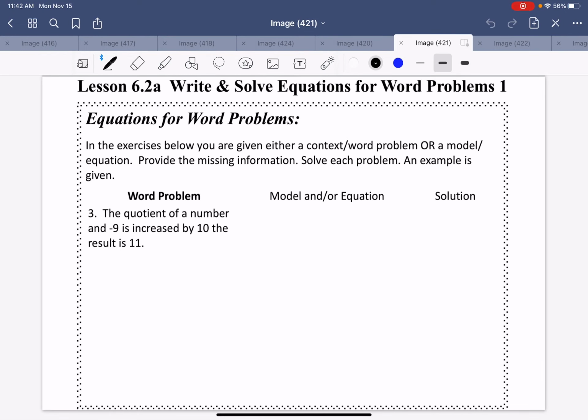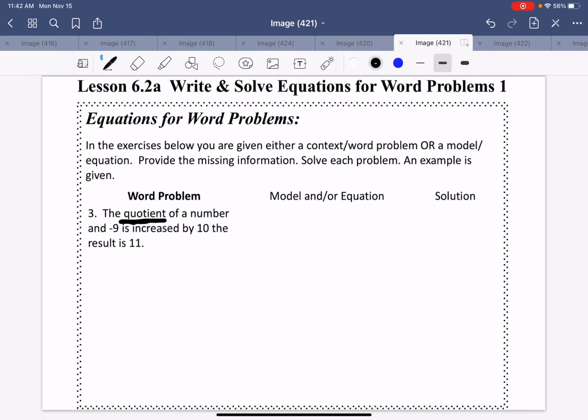Okay, another example. In this exercise, we're going to read the context of the word problem, then provide the missing information and solve each problem. This one says the quotient of a number and -9 is increased by 10. The result is 11. First of all, we need to know some things. The quotient, remember, is an answer to a division problem. So we need to model that or make that equation.